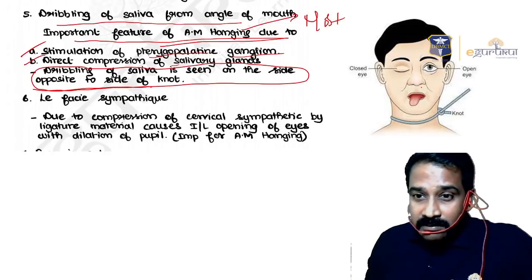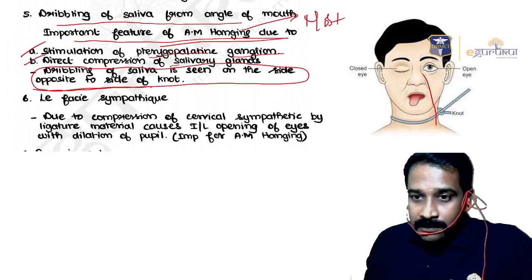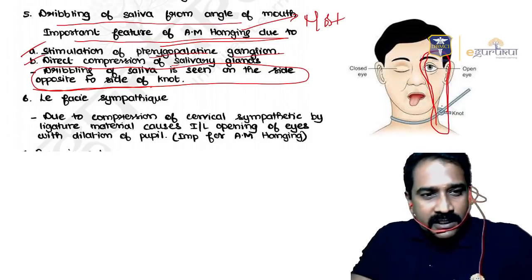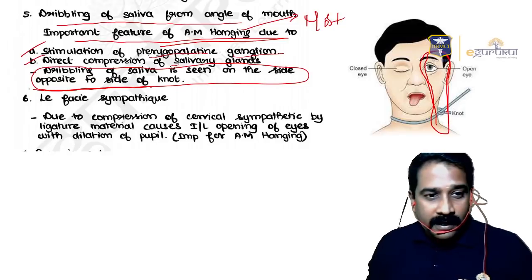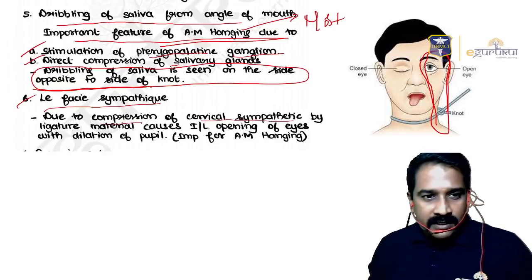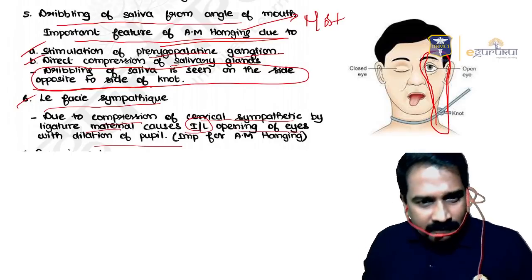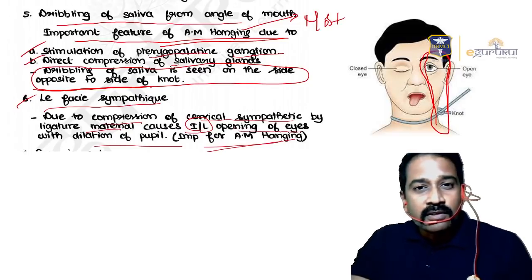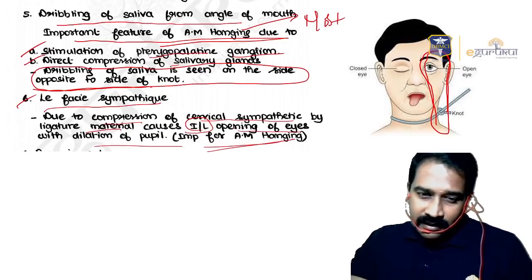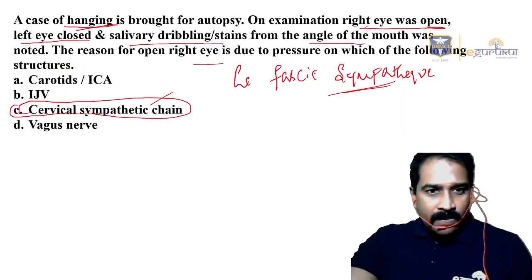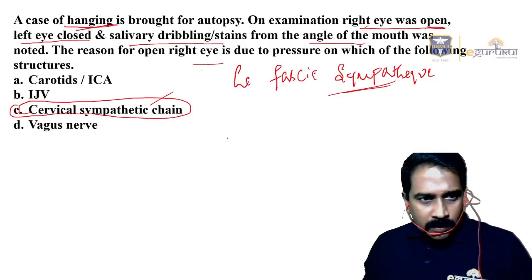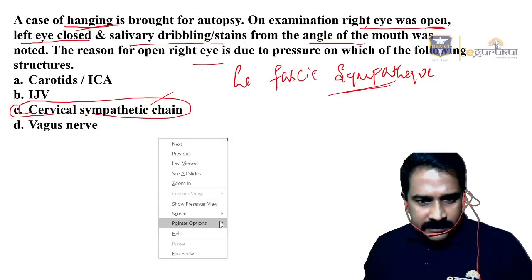Whereas Leaf facies sympathetic is seen ipsilaterally, on the same side of the knot. Due to the compression of the cervical sympathetic by the ligature material, it causes ipsilateral opening of the eye with dilatation of the pupil. Again, a very important finding to say it is a case of antemortem hanging.